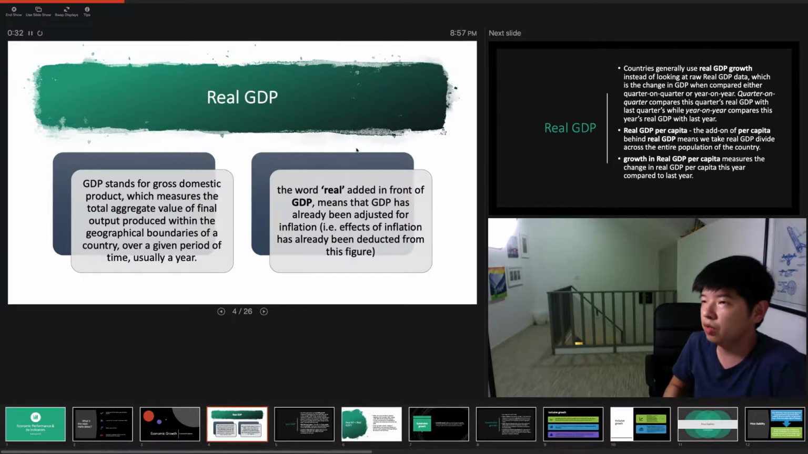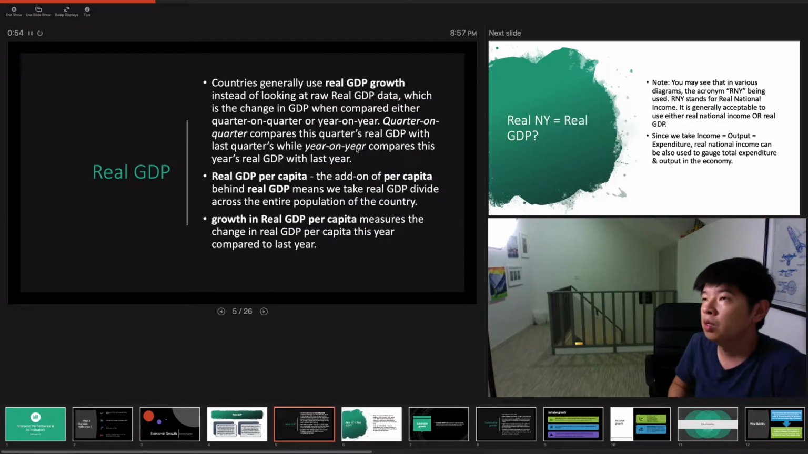Now, that really means that we are calculating all the goods and services that are produced on the soil of the country in a year's time period. And we usually add the word real in front of GDP just to show that GDP has been adjusted for inflation. It makes sense to actually deduct the effects of inflation from this figure so that we know that people actually have an increase in purchasing power.